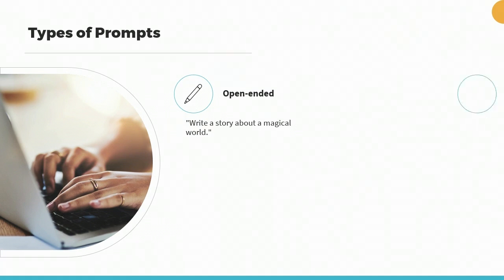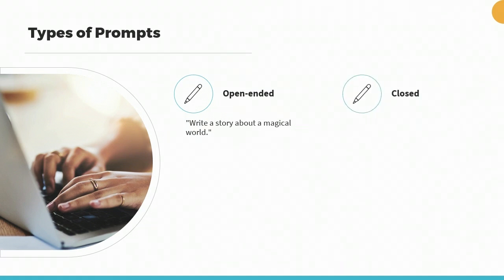Let's start with a discussion of some main types of prompts. Open-ended prompts allow the language model to generate free-form responses without any specific constraints. Open-ended prompts are useful for tasks such as creative writing, story generation, and generating chatbot responses. Examples of open-ended prompts include, write a story about a magical world, or describe a perfect day.